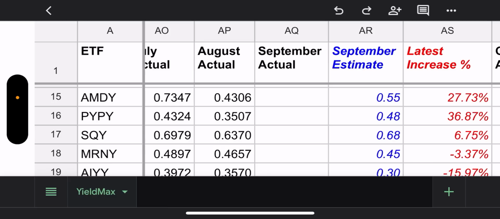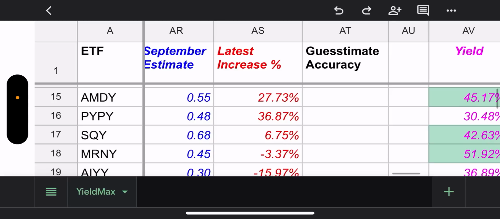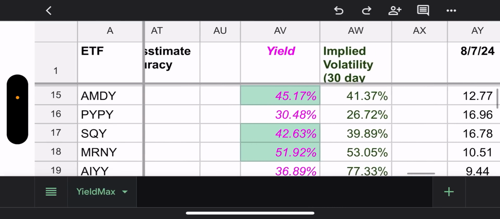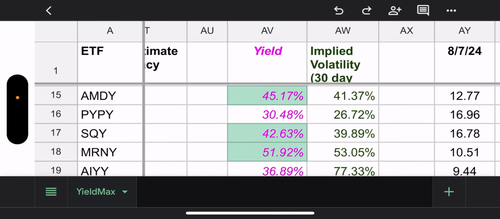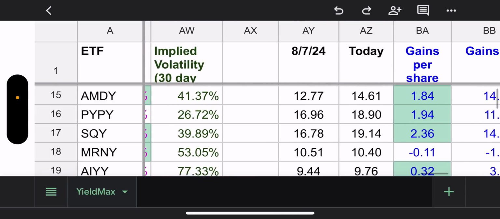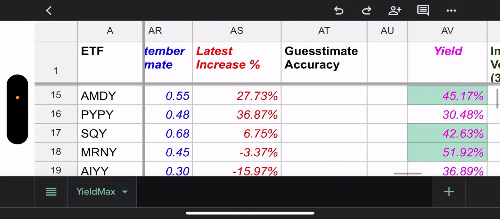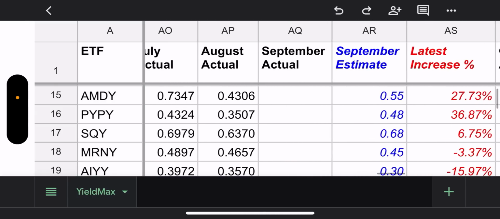AMDY paid 43 cents last month. I'm going to give them a little addition. I think they're going to pay 55 cents, which is a 27% increase. That would put their yield at 45%, which is 4% above their IV. They had gains per share of $1.84, which is really good.